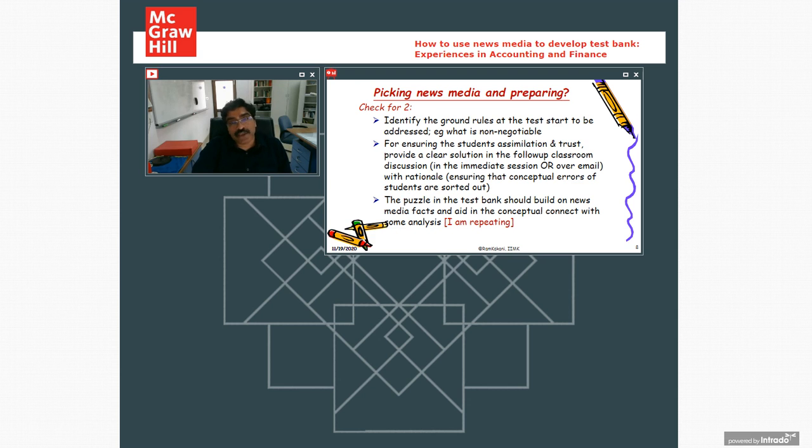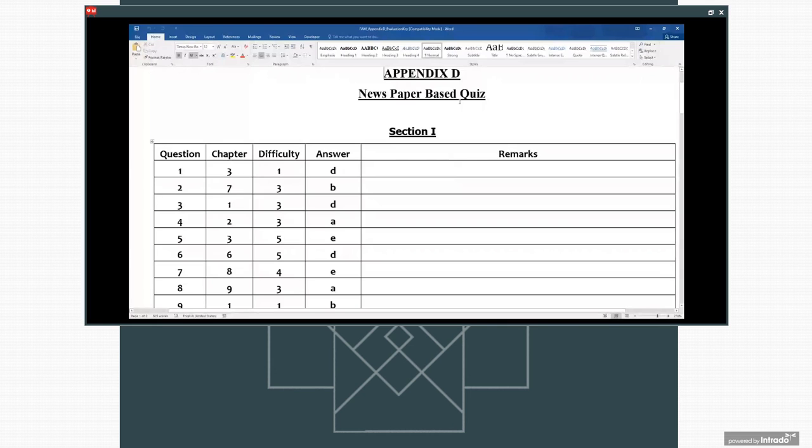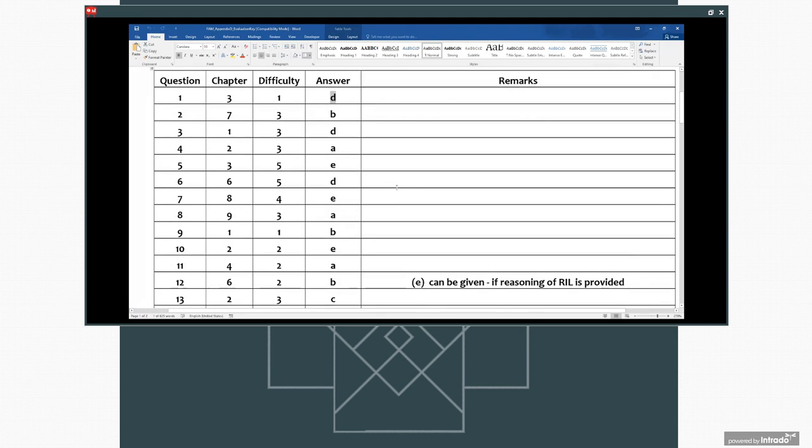So if you observe, Professor Archana, there is this newspaper based quiz, but for each question, I'm also saying which chapter I'm talking about, chapter 3, what the difficulty level is, low or high, and what the answer is. And wherever a question has a bit of confusion, I also have some remarks which help improve it.